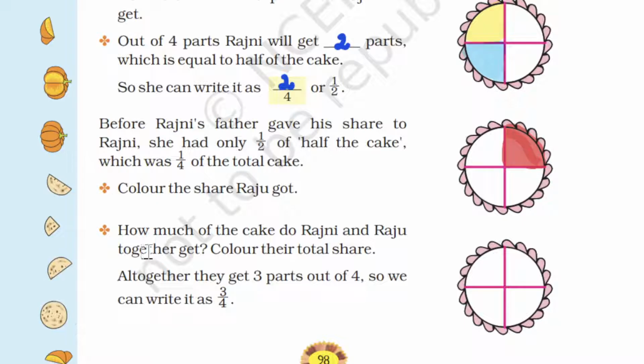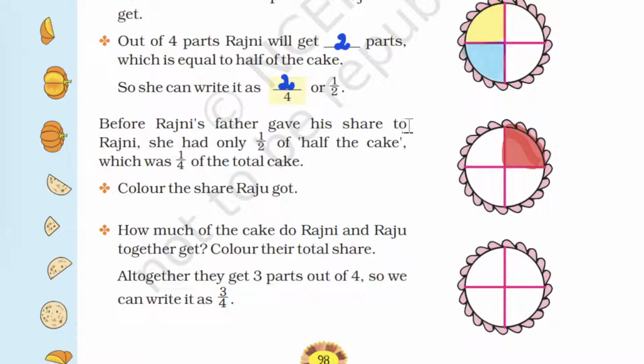Okay. So how much cake do Ranjini and Raju together get? Color the total share. Raju got 1 by 4 and Ranjini got half, because her share is yellow and her father gave one share. So this is half. All together they get 3 parts out of 4. Correct? So let me color this one.